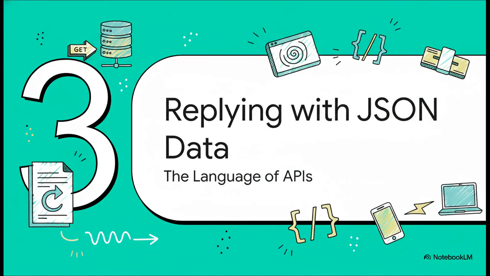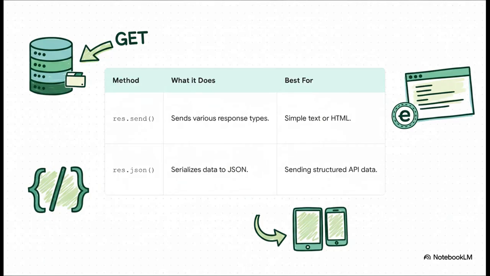But let's be real, most of the time, we aren't just sending simple text. Modern applications all speak a universal language for exchanging data, and that language is JSON. And Express has a fantastic built-in way to handle this for us. This slide highlights a really key distinction in Express. You can see we have 2 methods, res.send and res.json. Now, res.send is this flexible, all-purpose tool for sending text or HTML. But res.json is the specialist we need for APIs. It does 2 critical things automatically. It turns our JavaScript data into a JSON string, and it sets the correct content type header, basically telling the browser, hey, what I'm sending you right now is JSON.